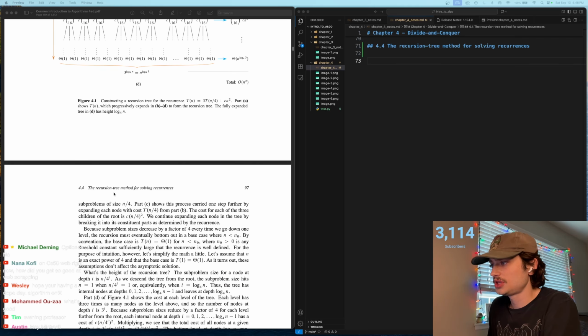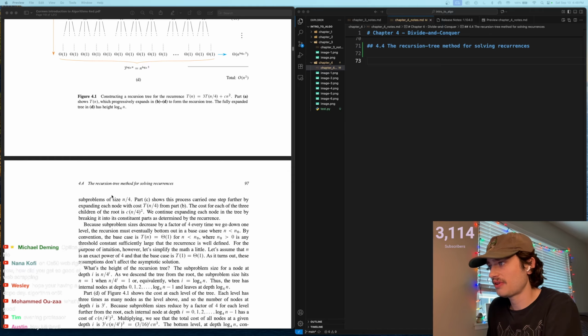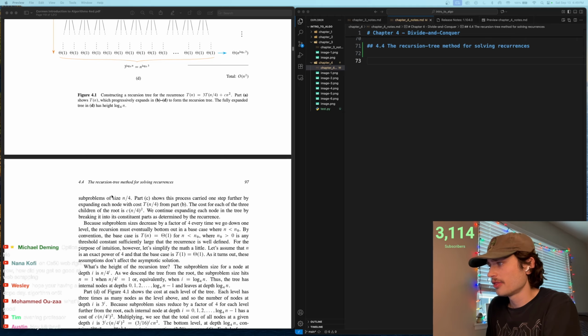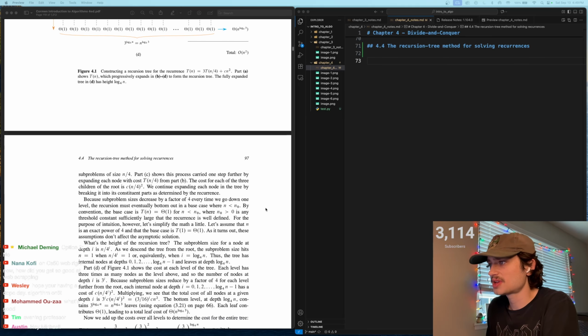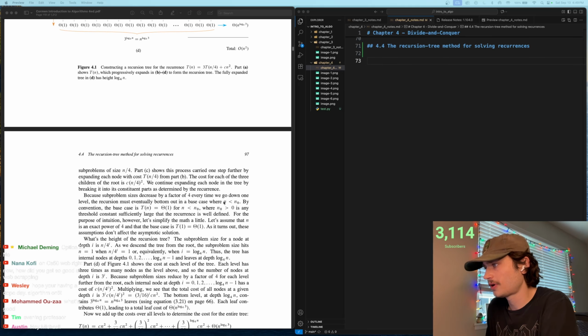Part C shows the process carried one step further by expanding each node with cost T(n/4) from part B. The cost for each of the three children of the root is c(n/4)². We continue expanding each node in the tree by breaking it into its constituent parts as determined by the recurrence. Because problem sizes decrease by a factor of 4 every time we go down by one level, the recursion must eventually bottom out in a base case where n is less than n₀.